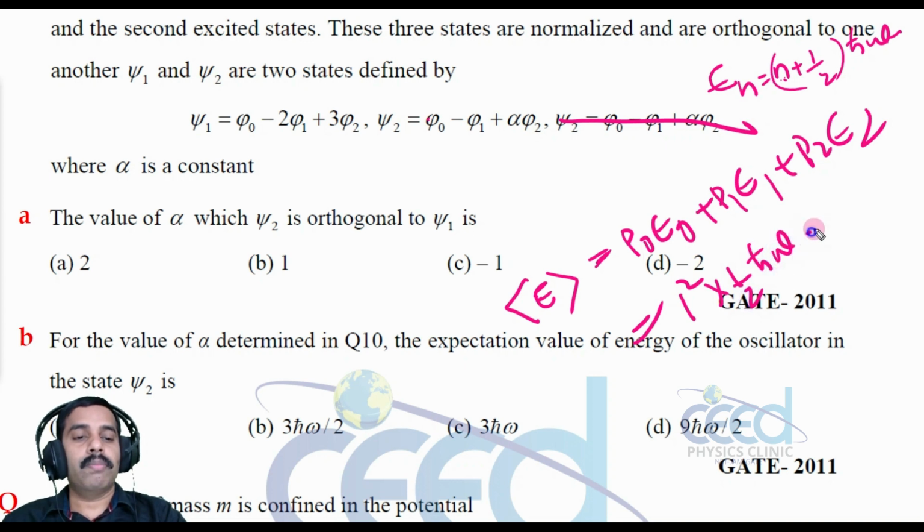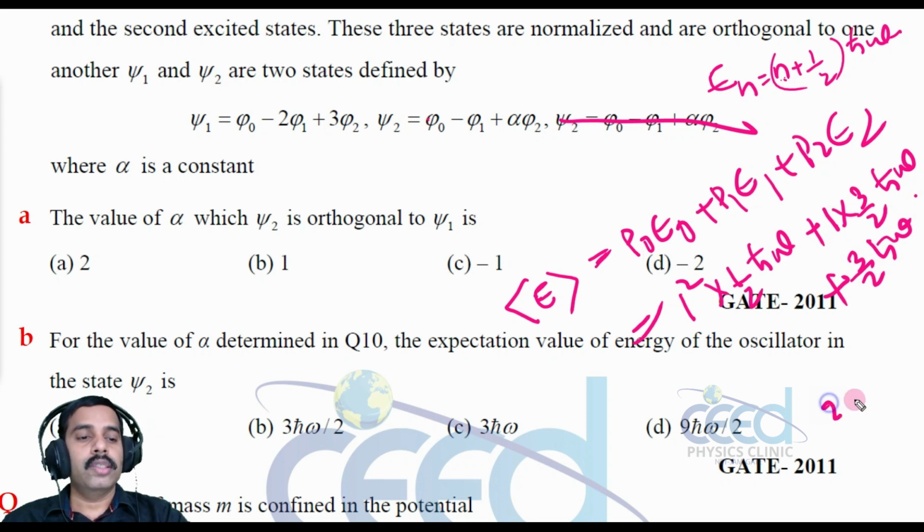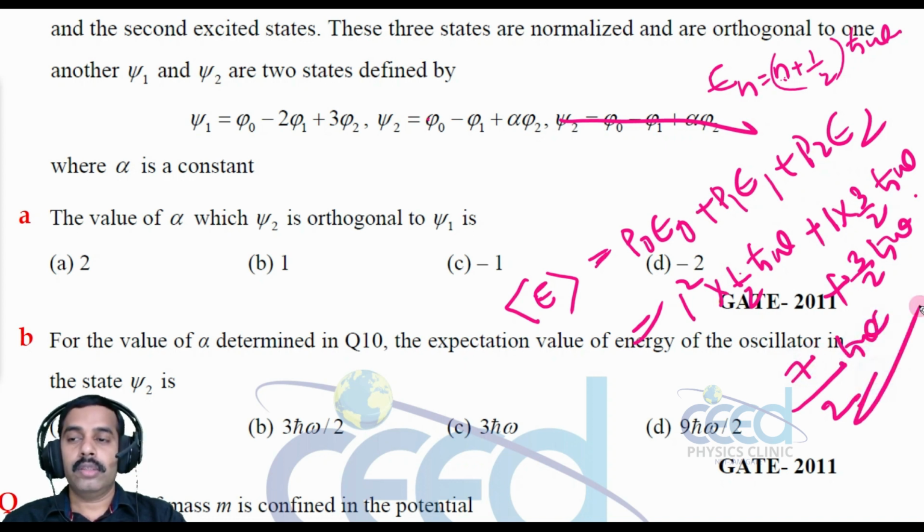And next is P1 E1, here minus 1, right? The coefficient is 1, so its square is 1, again 1 into E1, which is 1 plus 1 by 2, that is 3 by 2 h cross omega, plus again this alpha is minus 1, its square is again 1, 1 into 1 plus 1 by 2 h cross omega, again 3 by 2 h cross omega. All right, so let me take 2 common, 1 plus 3 plus 3, that is 7, right? So that is 7 by 2 h cross omega.